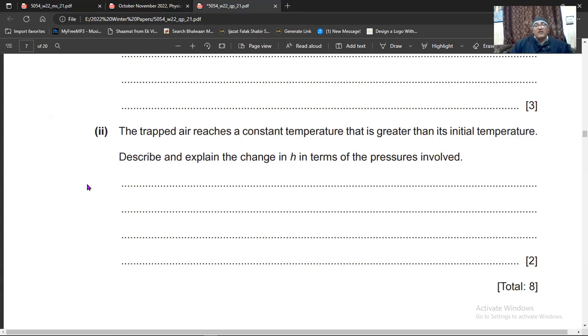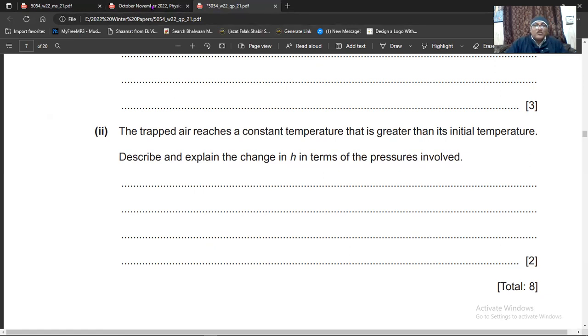and it will continue to increase until that point when the new pressure of the air trapped is balanced by the atmospheric pressure and the pressure of that liquid, which is represented by that difference of the level in both the limbs.